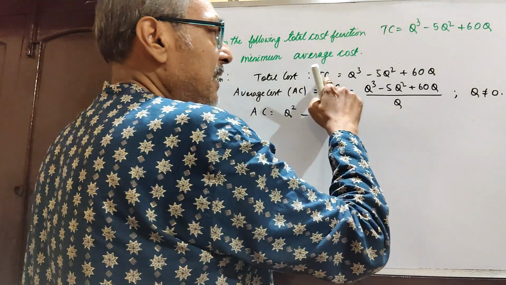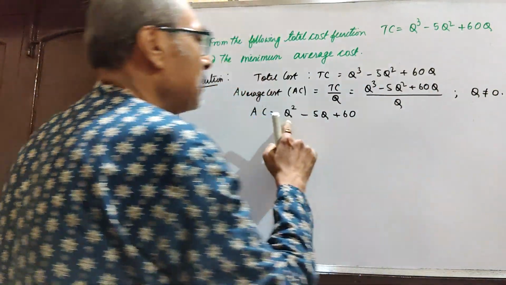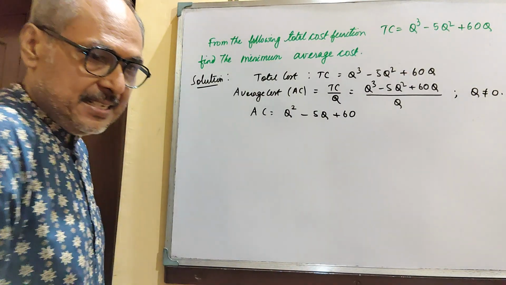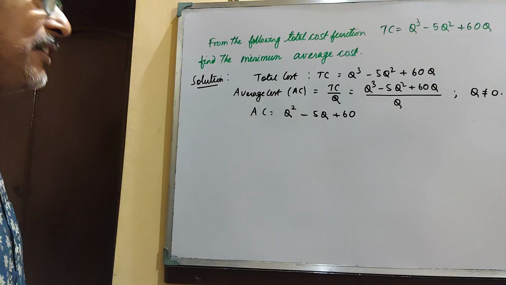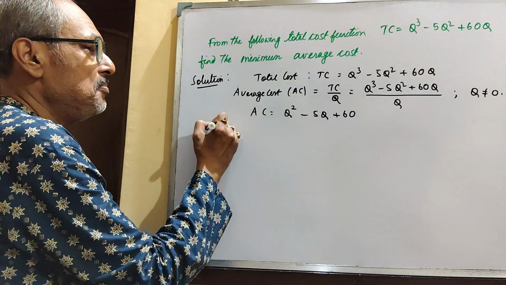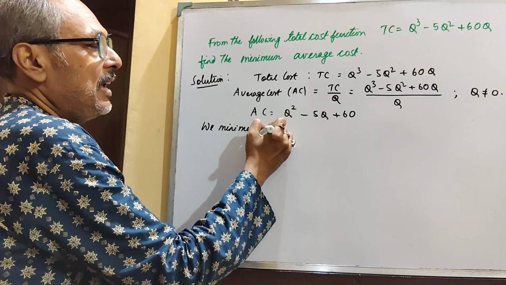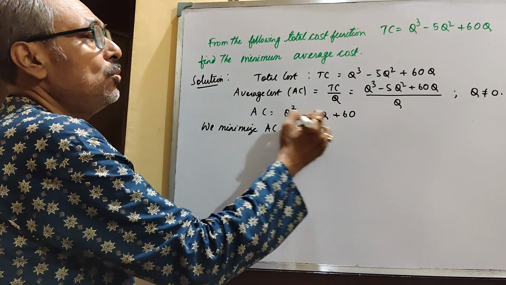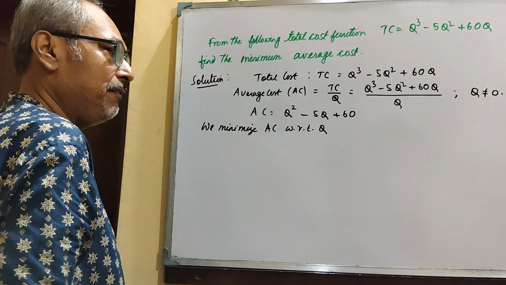We divide total cost by the output Q. It becomes Q squared minus 5Q plus 60. Now we minimize this average cost with respect to Q. Q, or output, is the variable here, the independent variable.